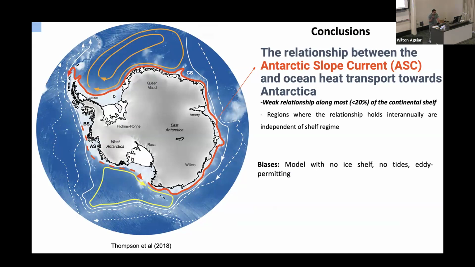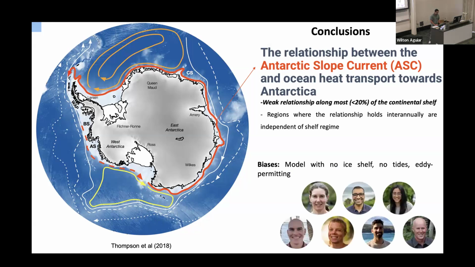Now, I think I have to highlight a few biases in the study, or a few caveats. One is that our model has no ice shelves, and we know the ice shelves can control the amount of heat that is coming from offshore to the shelf barotropically. We have no tides, which can change the mixing. And we also have an eddy-permitting model and not fully eddy-resolving on the shelf. But nevertheless, we still find an interesting result, and we still find that people should be careful when assuming this correlation between these two patterns.